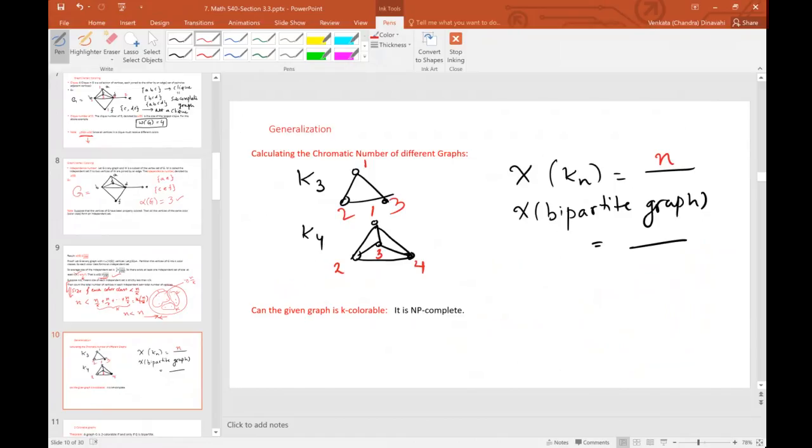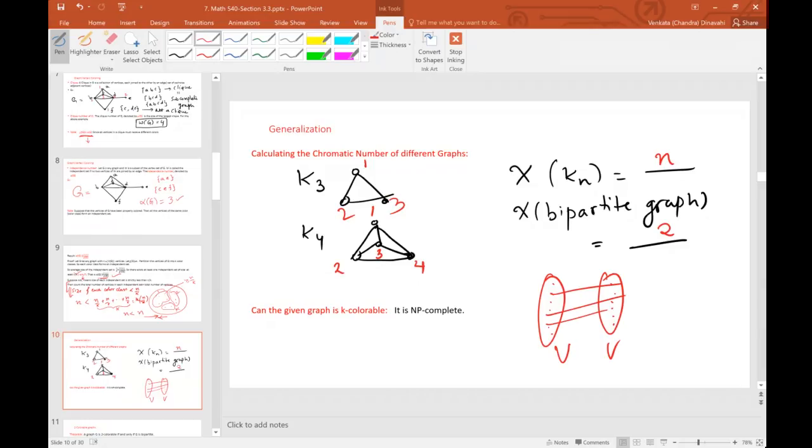Some people call it chromatic index, some people call it chromatic number. I'll be using these terms interchangeably, so please understand. If you take any bipartite graph, the graph is going to look like this. There are two parts U and V, and edges are always going in this direction. So I can color all of these with one color and all of these with another color. It doesn't matter the size of the graph, the chromatic number of a bipartite graph is always 2. So for a complete graph it is n, and for a bipartite graph it is 2.